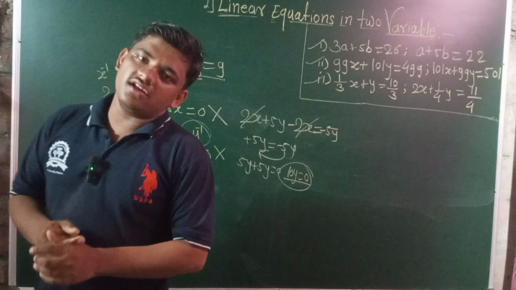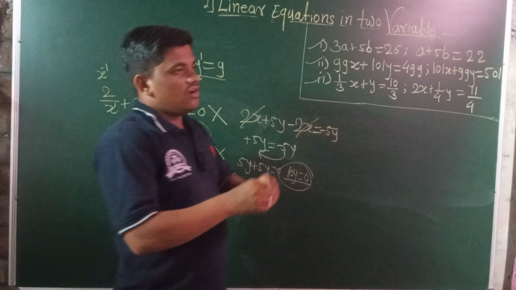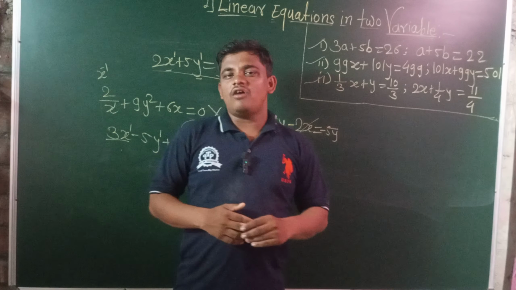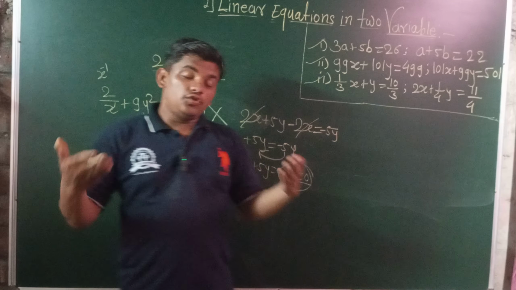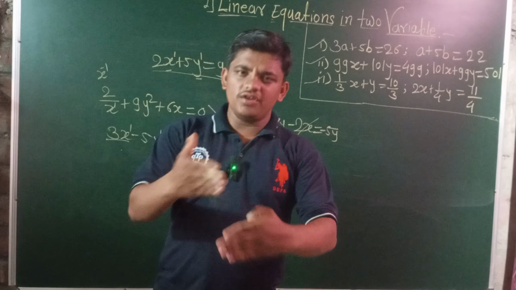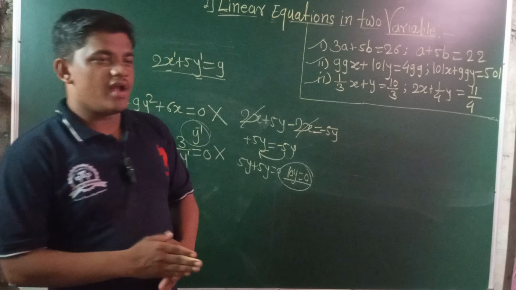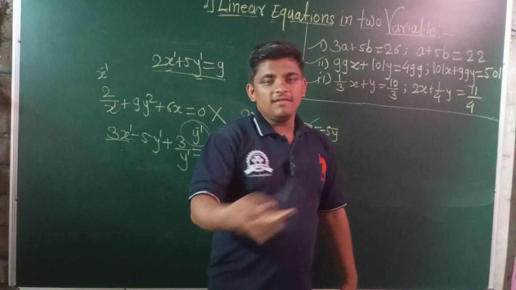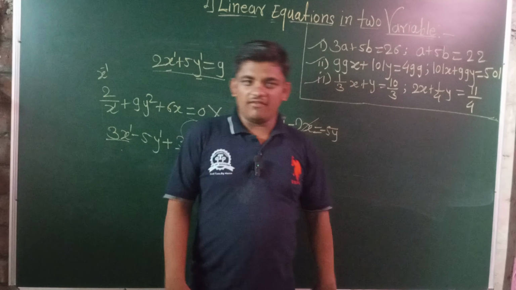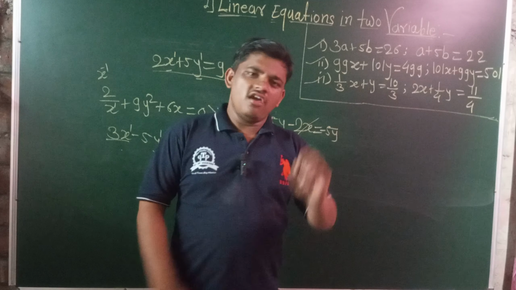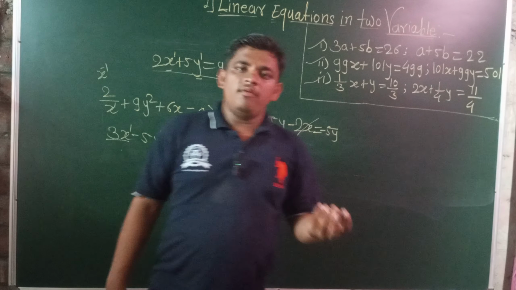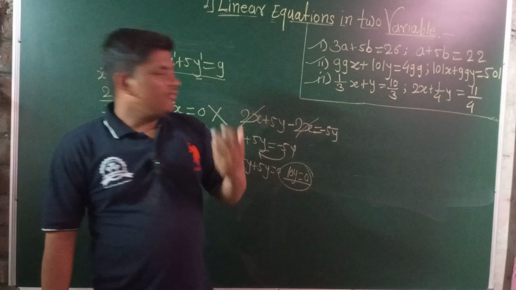The second one is the graphical method. In the graphical method, we draw graphs, plot some points, and draw lines passing through those points. If the two lines intersect at a particular point, that means the coordinates of that point satisfy both equations. In that process, we substitute or assume the value of x and automatically calculate the value of y.